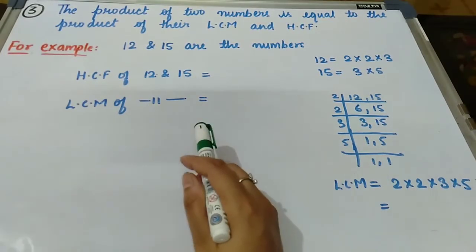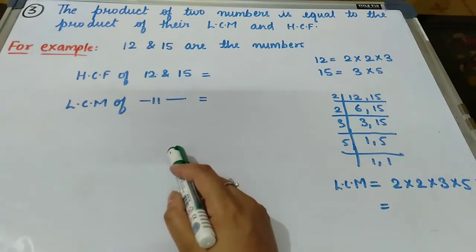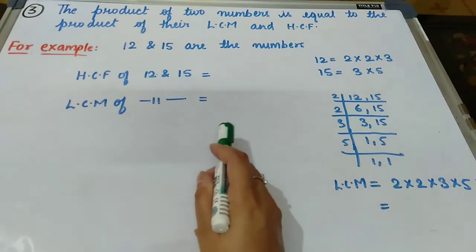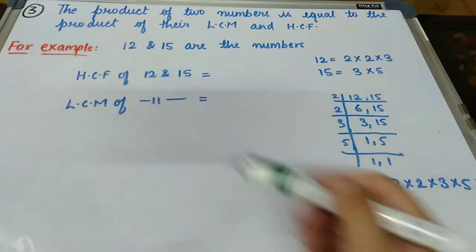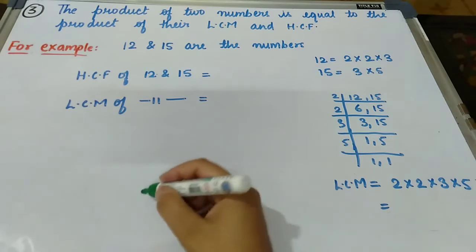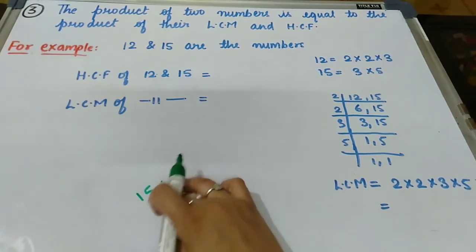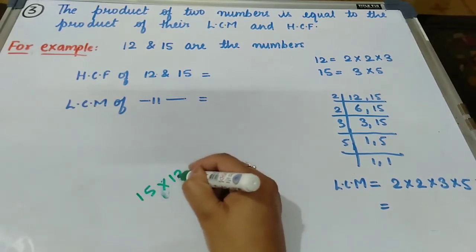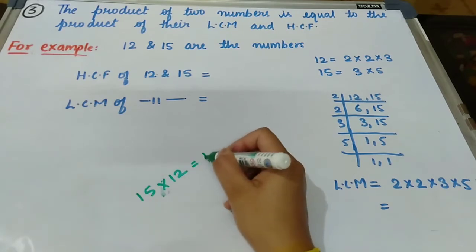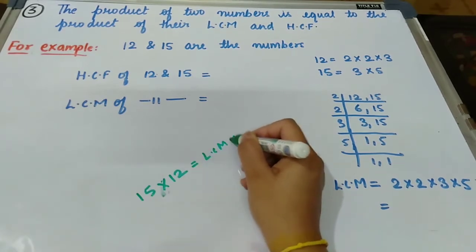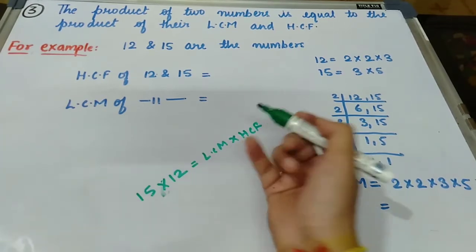Now here is the third fact. It states the product of two numbers is equal to the product of their LCM and HCF. That means if we are taking any two numbers, suppose 12 and 15 are the numbers. So if we will do the product of them, we will multiply them. Product means अगर हम उन दोनों को multiply करेंगे, so उनका product किसके equal होगा? LCM और HCF के प्रोडक्ट के इक्वल होगा, जो भी इनका LCM और HCF आएगा.